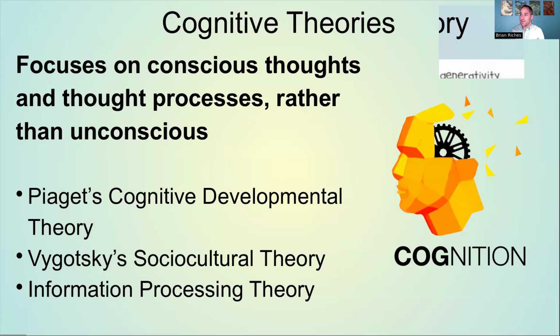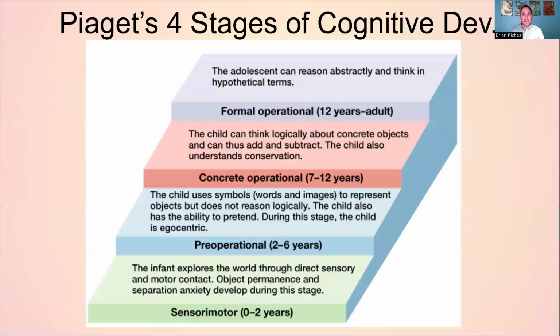Another form of theory are cognitive theories. These often focus on conscious thoughts, the thought processes, how memory works. So some that you'll see throughout the book are Piaget's cognitive developmental theory, Vygotsky's sociocultural theory we just mentioned a few minutes ago, and emotion or information processing theory. These are examples of some types of cognitive theories that are about what is going on within your brain. How is it processing information?